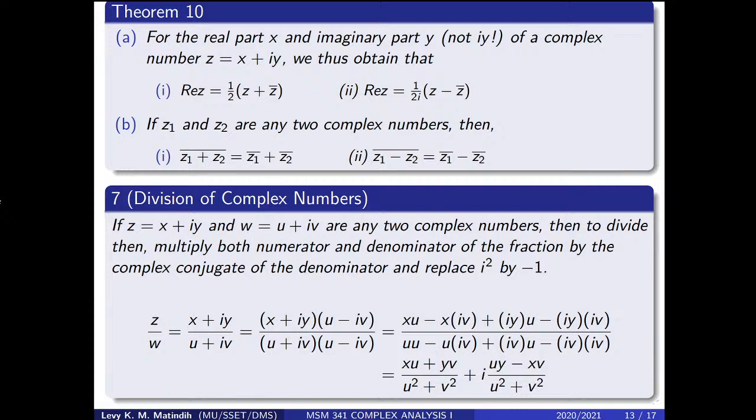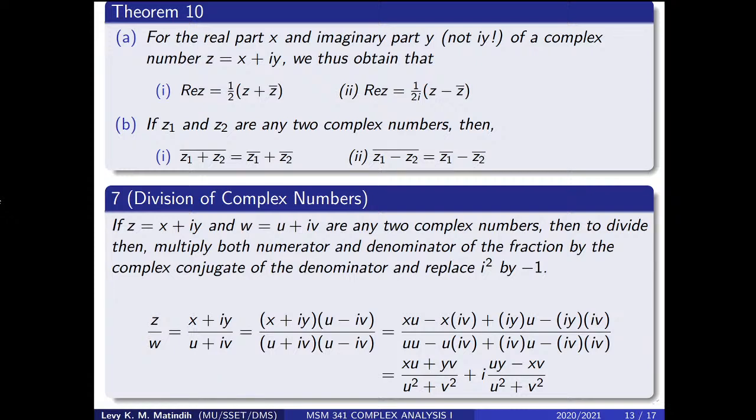Then let's now look at division. Division and multiplication are similar. So if we have two complex numbers z, which is x plus iy, and w, which is u plus iv, then to divide them, what you need to do is multiply both the numerator and the denominator of the fraction by the complex conjugate of the denominator. And then you replace wherever there is i squared by -1.